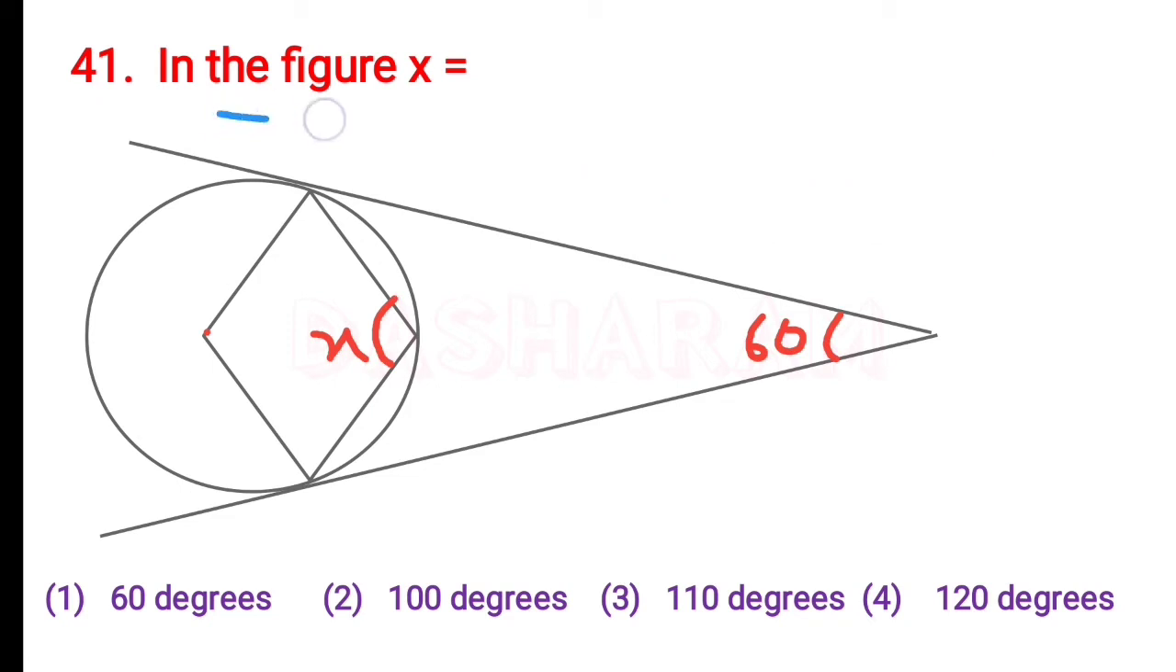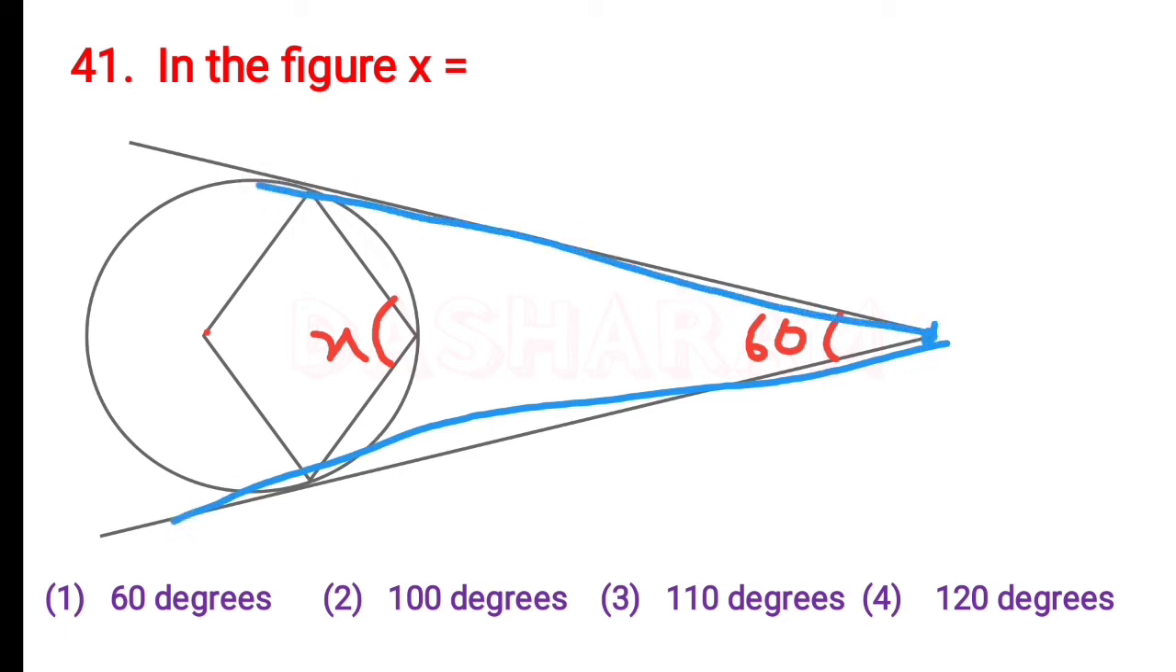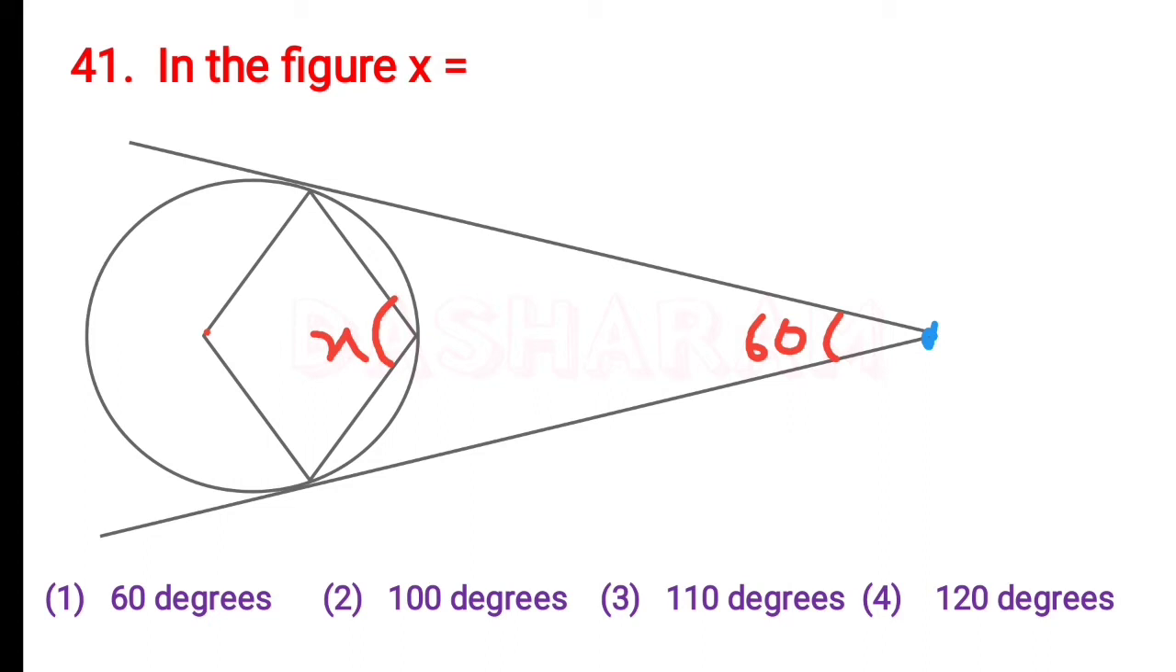41. In the given figure, what is the x value? Here it is an external point. The tangents drawn from the external point are equal. And one more important point is that the sum of the angle at the center and the angle between the two tangents is equal to 180 degrees. Okay, so then the angle at the center will become 120 degrees.